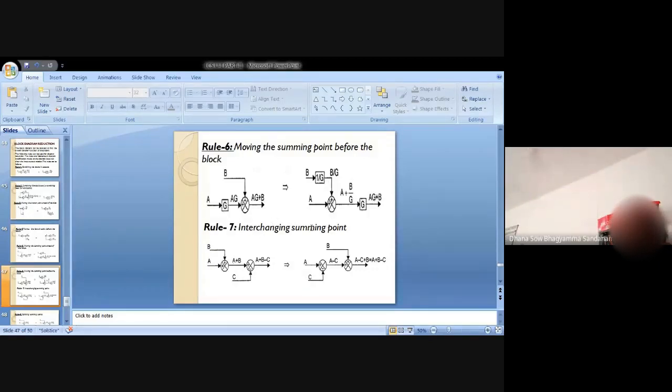Simply, if you remember those rules, it is sufficient. Interchanging summing points: there are two summing points. This summing point has only summation values. This summing point has plus and minus values. So I want to interchange them.